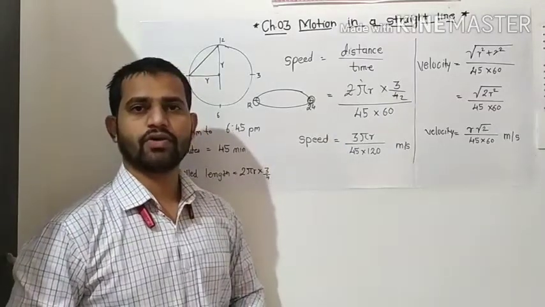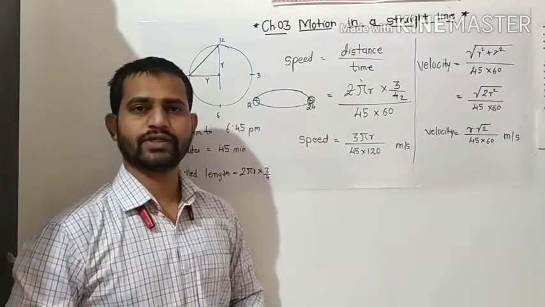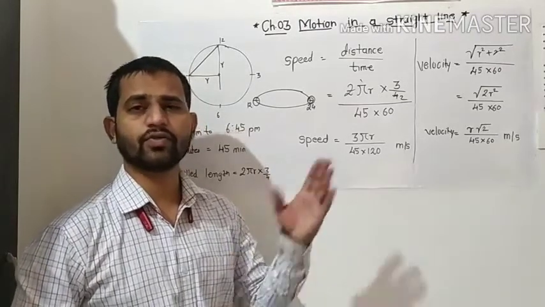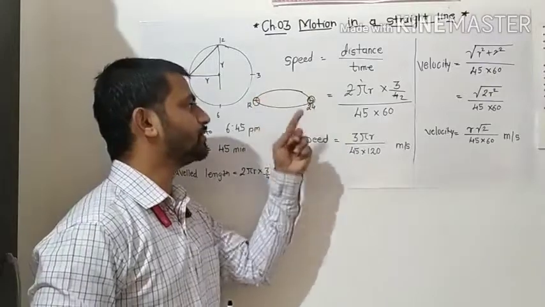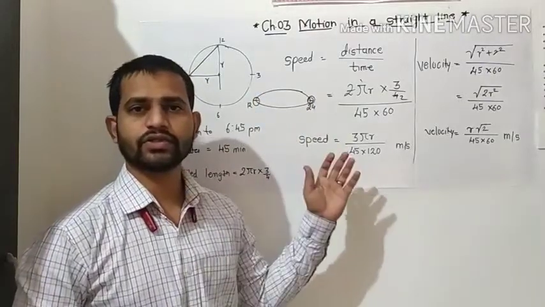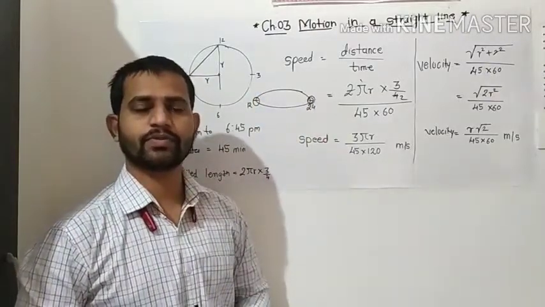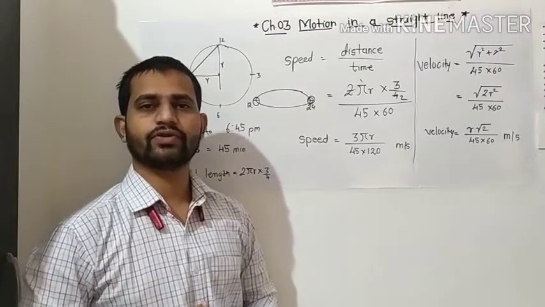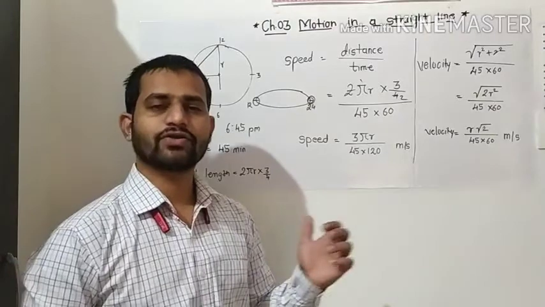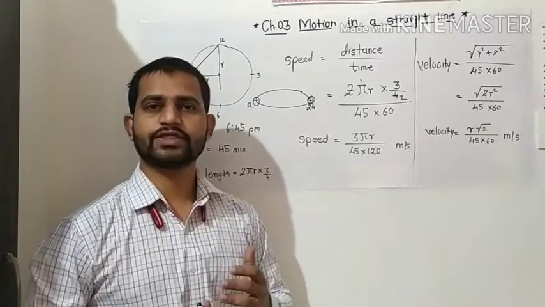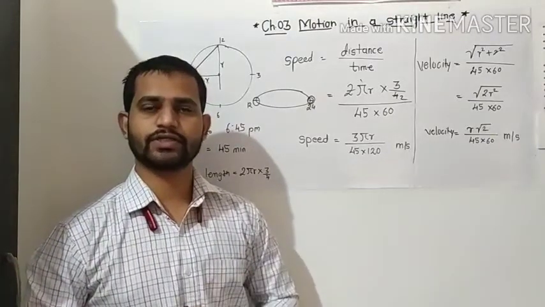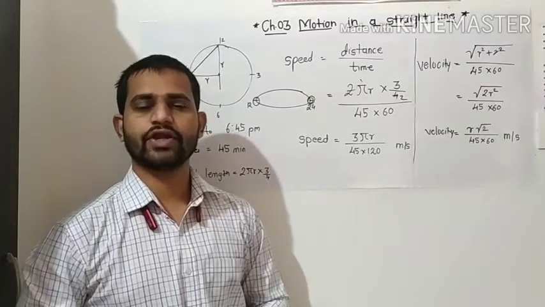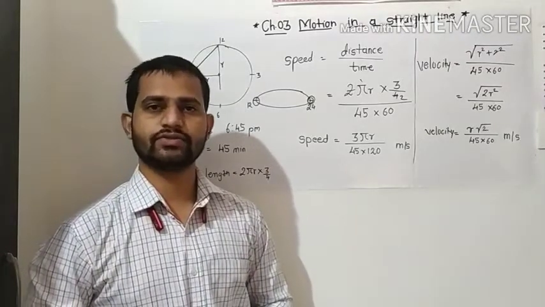But if we have to calculate the speed of the Earth for the 24 hours, can we calculate the speed of Earth? Yes, we can calculate the speed of Earth. The Earth revolves in a circular orbit, and for that purpose, whatever distance is covered by the Earth will be equal to the circumference of that circular orbit, and then we have to divide it by 24 into 60 into 60.